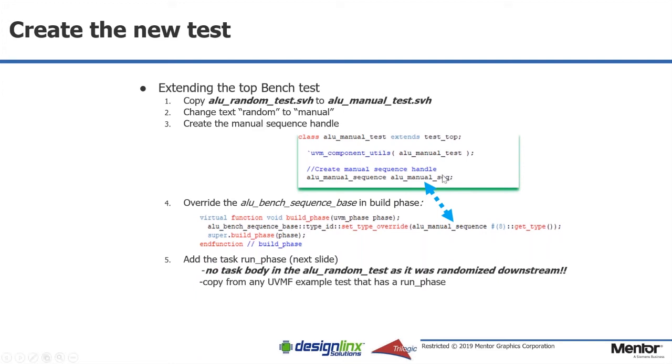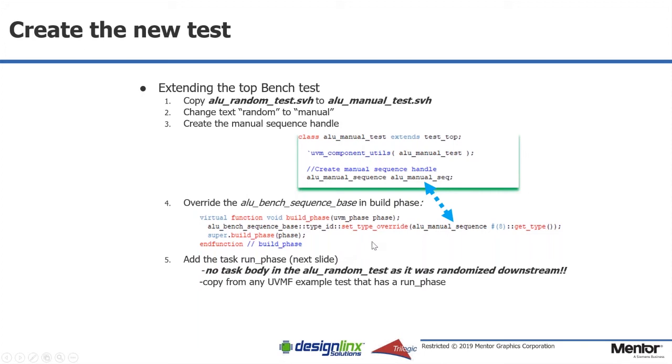Then you have to create a manual sequence which allows you to override the ALU bench sequence base that exists already in that test. So by virtue of changing random to manual, you would get ALU manual sequence. So that's satisfied.